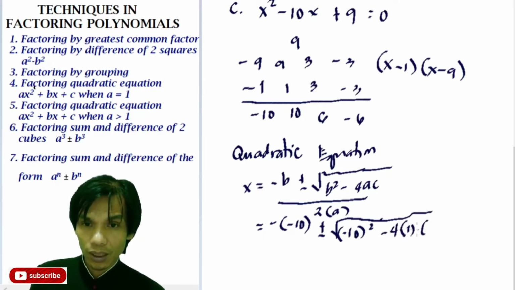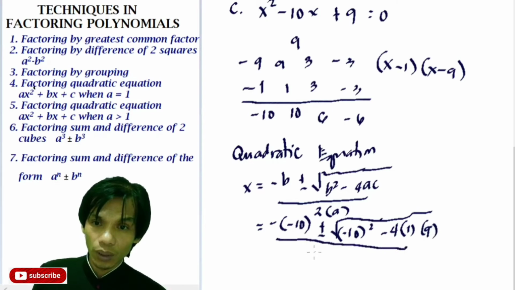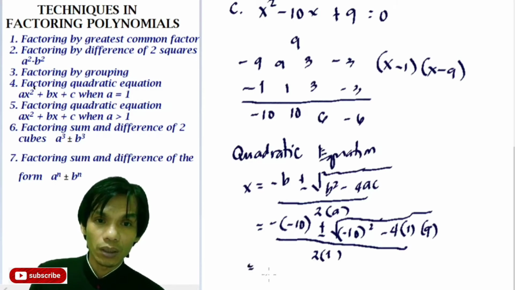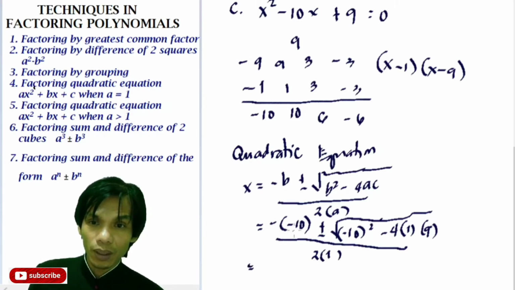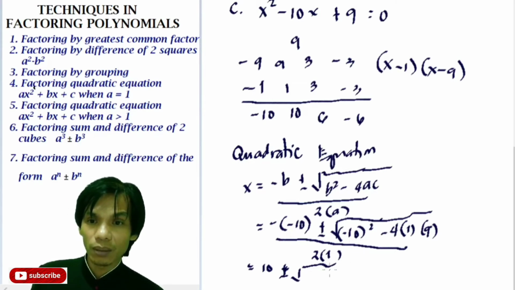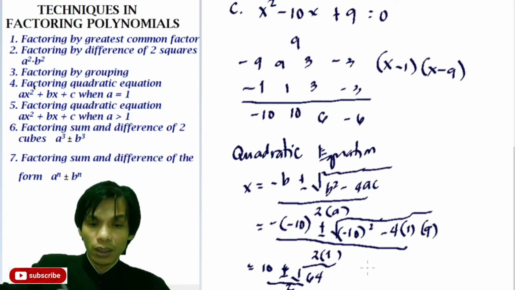Di ba? Ano yung c natin? 9. Correct? So, over 2a. 2 times 1. So, kung titignan nyo dito, ang mangyayari dyan, negative times negative is positive. So, positive 10 plus and minus of, tingin nyo, 10 squared is 100. 100 minus 4 times 9 is 36. So, 100 minus 36 is 64. So, 64 over 2.